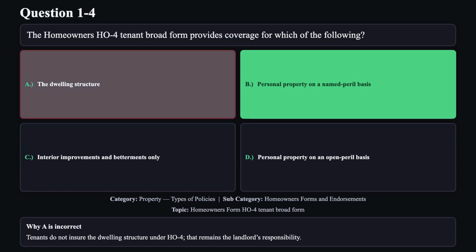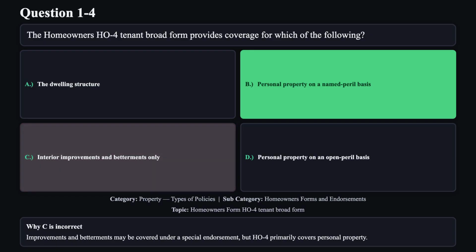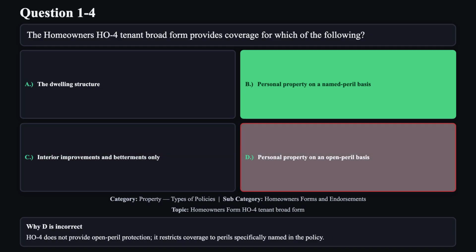Reason A is not correct. Tenants do not insure the dwelling structure under H-04. That remains the landlord's responsibility. Reason C is not correct. Improvements and betterments may be covered under a special endorsement, but H-04 primarily covers personal property. Reason D is not correct. H-04 does not provide open peril protection. It restricts coverage to perils specifically named in the policy.